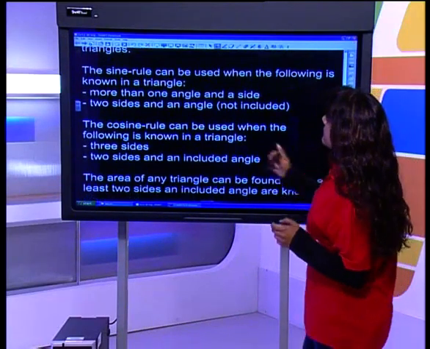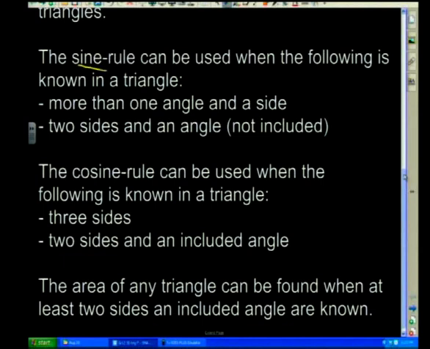First let's look at the sine rule. The sine rule can be used when you have more than one angle and a side. If you are taking notes, this would be a good note to make. I'm going to quickly draw a triangle ABC. Say we know what angle A is, and we know what angle B is, and they also tell us what side BC is. If you have at least two angles and a side, you can use the sine rule in that triangle.